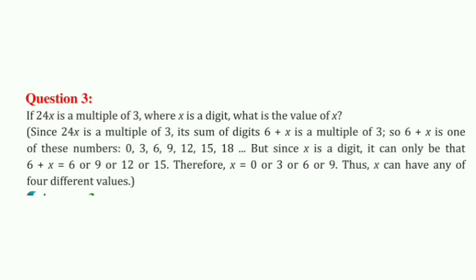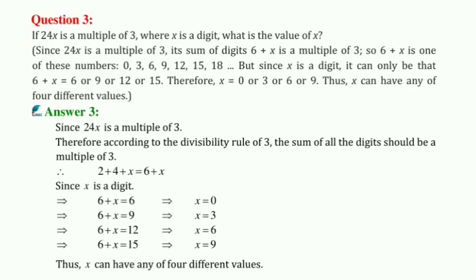Let's see here the answer in whole explanation form I have given. Since 24x is a multiple of 3, therefore according to the divisibility rule of 3, the sum of all the digits should be a multiple of 3. So here if we add 2 plus 4 plus x, we will get here 6 plus x.